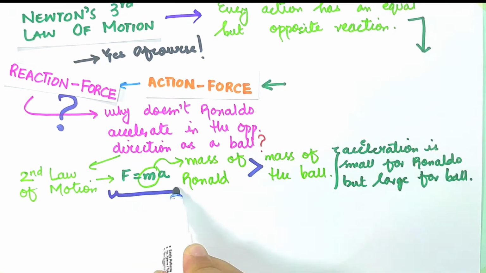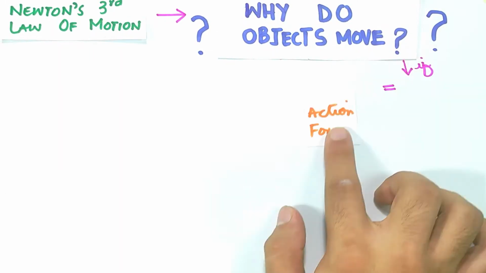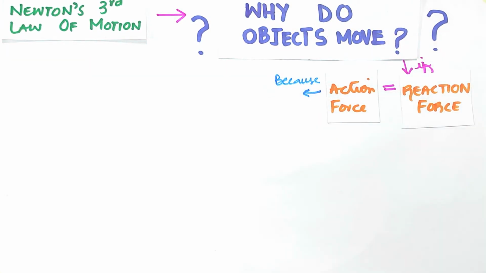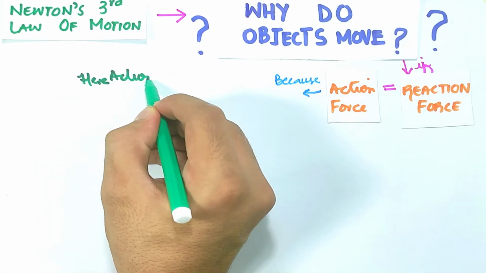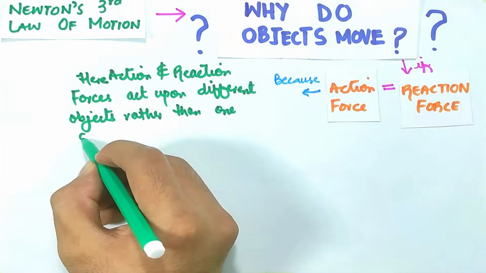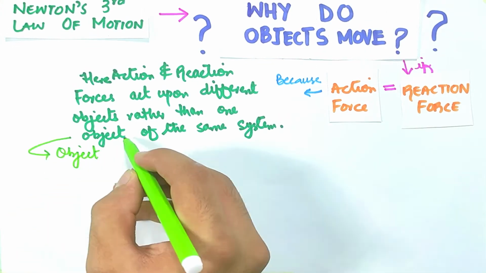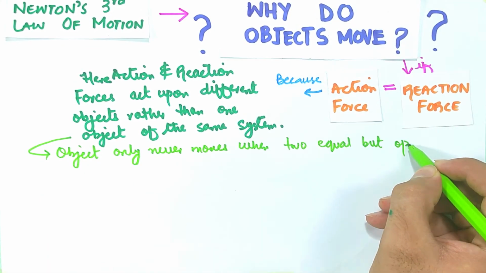You might question this law in such a way that if the action and reaction forces are equal in magnitude and opposite in directions, then they should cancel each other out without any motion. But it's not the case. It is just a misconception of Newton's third law. Here, the action and reaction forces act on different objects rather than only one object of the same system. An object does not move if two equal forces act on it in opposite directions.